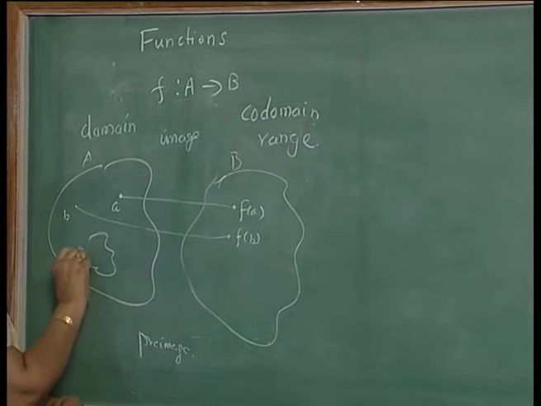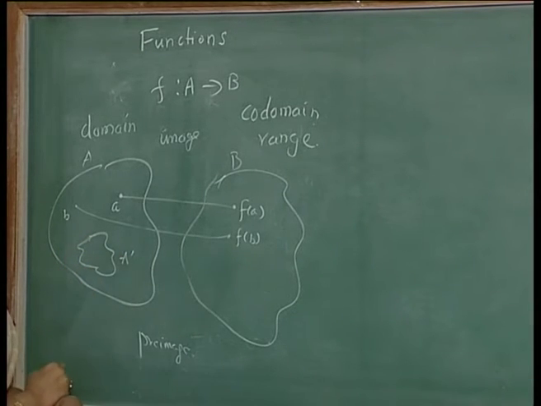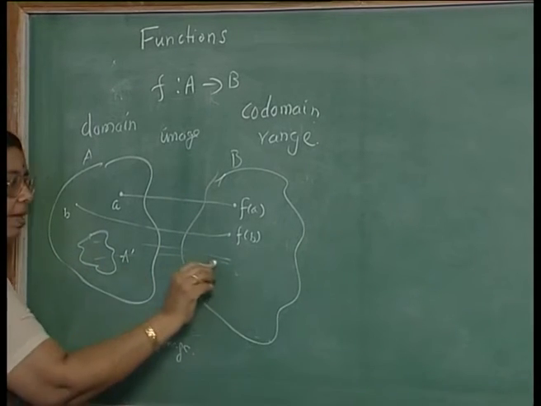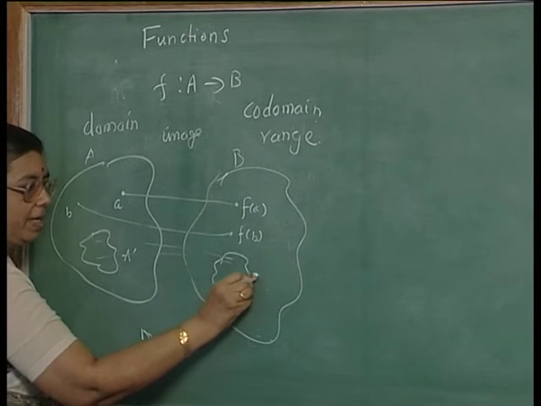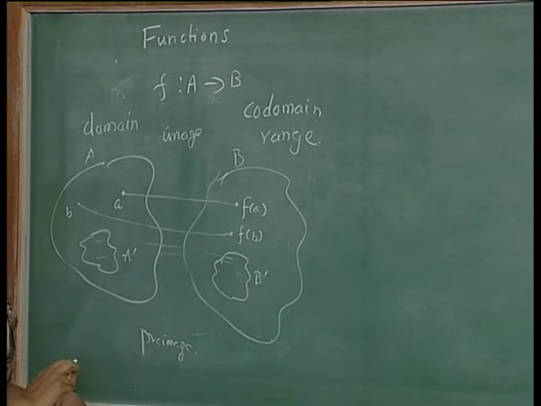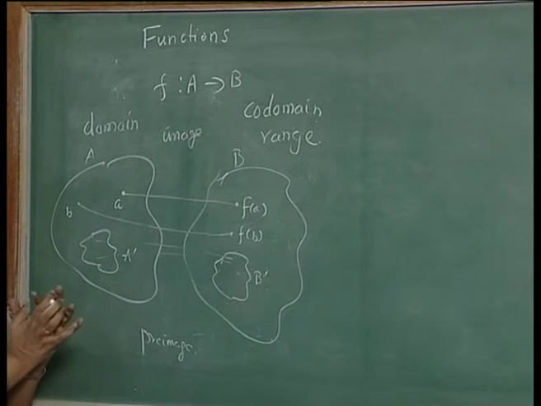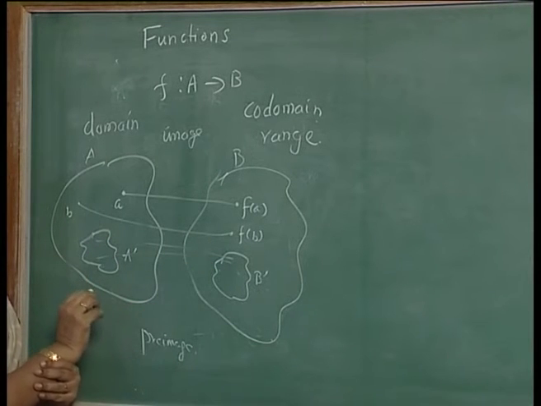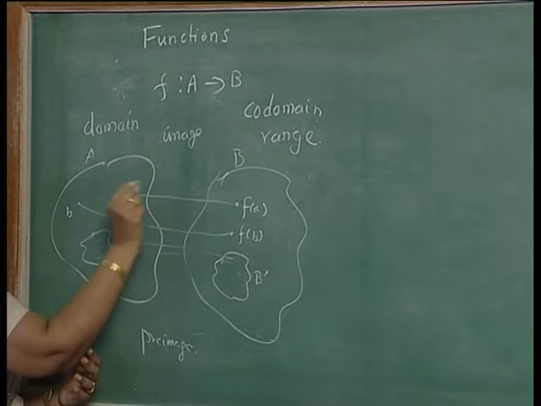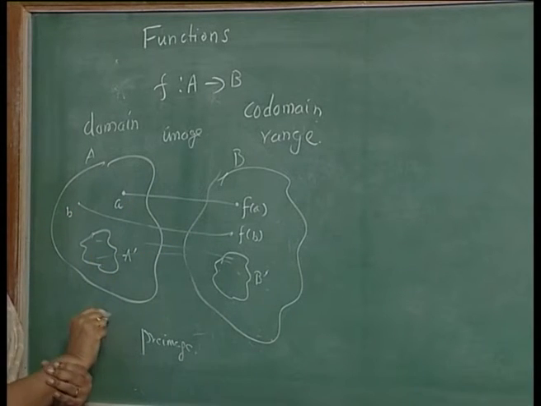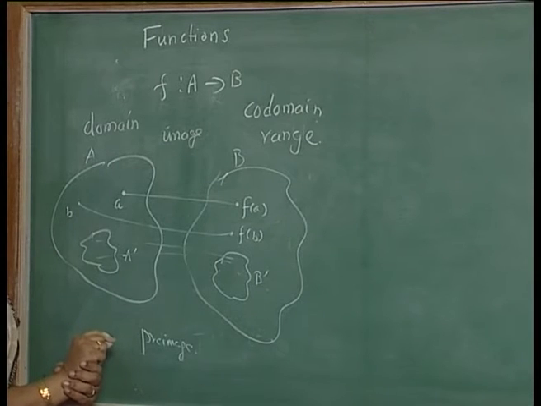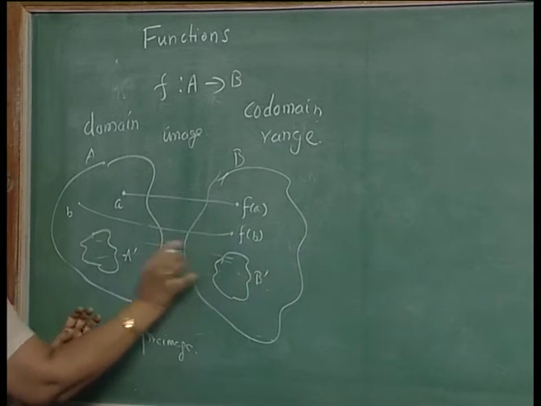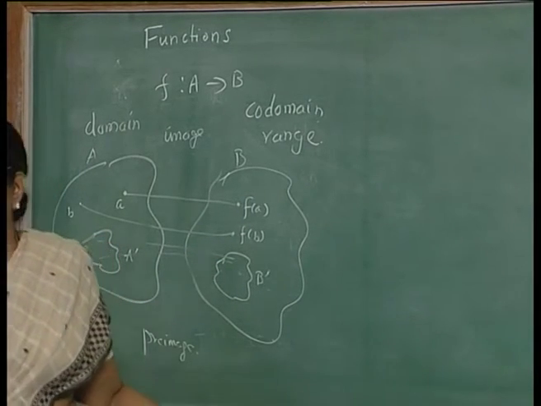Now, if I take a subset here denoted by A dash, each element of this will be mapped here, and all these images if you take, that will be a set B dash. So, you can also look at this function as mapping subsets of A into subsets of B. A function maps each element of A into individual elements of B, but you can also look at it this way, as mapping subsets of A into subsets of B. This is what we will consider.